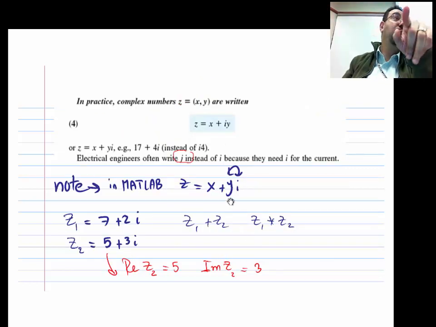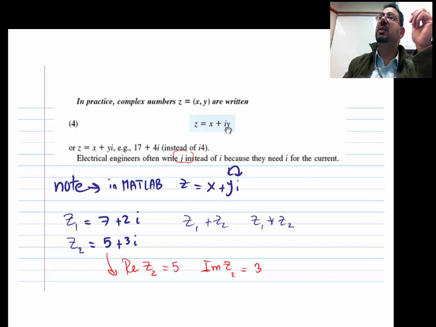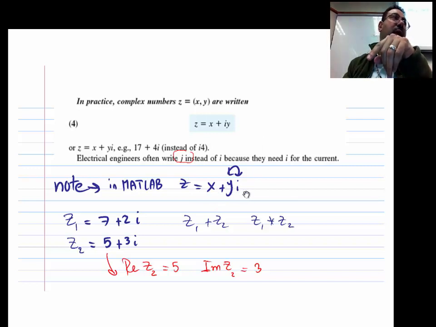Now if you do this in MATLAB, you need to know that MATLAB won't accept x plus iy like our textbook. You cannot tell it 5 plus i7. You have to tell it 7 plus 3i. So you have to put the 3 before the i. If you give it i3, it will not understand it.